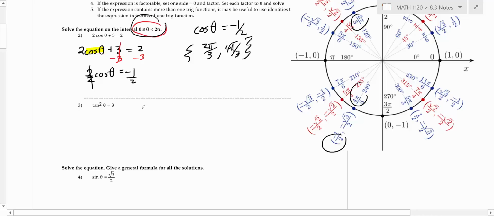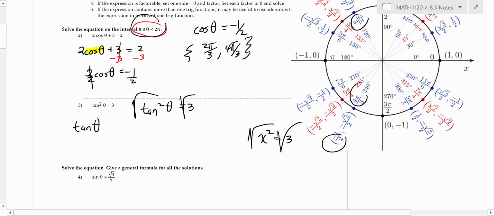So what you do on this one is when you do tangent squared theta equals 3, well, think back, you're in trig or college algebra. What do you do? You just take a square root of both sides, right? If you're undoing a square, you're going to take the square root of both sides. So what that's going to give you is tangent of theta equals plus or minus the square root of 3. Okay, so we need to figure out all of those answers from 0 to 2 pi.